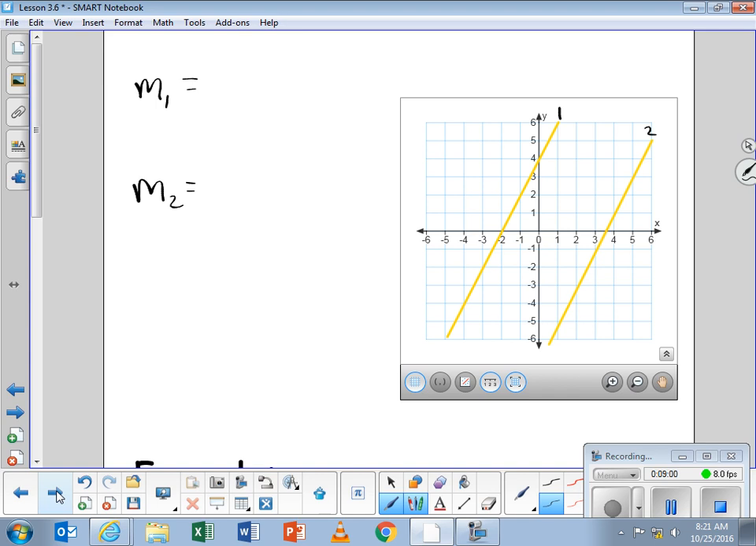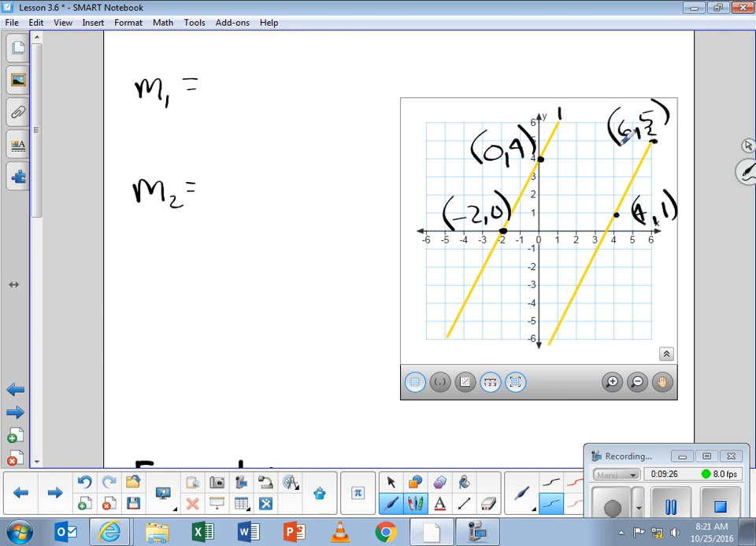Let's find the slope of this line. So let's pick this point and this point. Those are easy. And this point and that point. So this is (0, 4). And this is (-2, 0). This is (4, 1), and (6, 5).